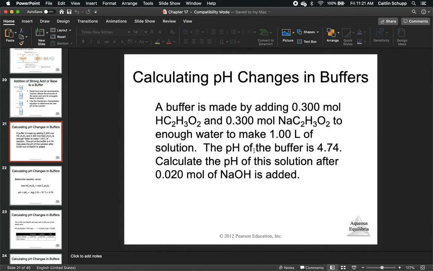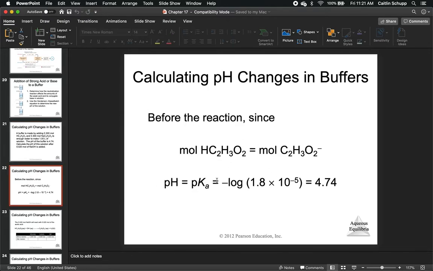So you're told what the pH of the buffer is. In this particular case, it wants you to calculate the pH of the solution after you've added more strong base. So in order to do this, we want to make sure that we've actually got everything written down. Here's our initial information. We're told what the pH is equal to. We're told that the pH will be equal to the pKa, and we know that the pKa of this particular reaction is this guy. That was taken from a table.